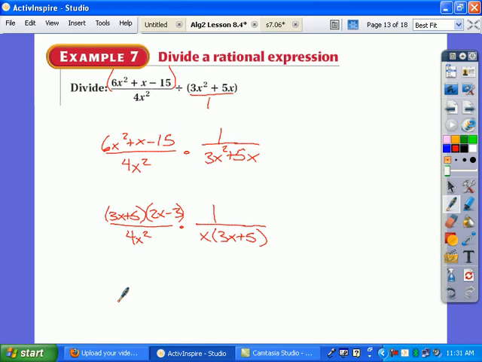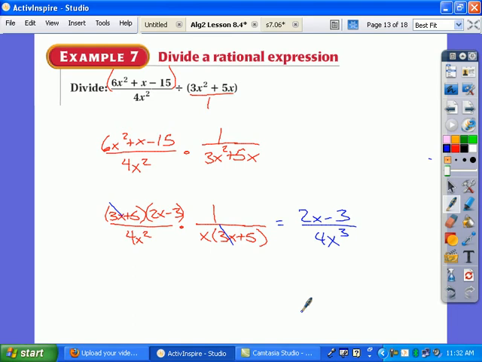So at this point, 3x plus 5 cancels with 3x plus 5, and we have 2x minus 3 in the top. And what do I get on the bottom? Is it 4x cubed? Yes, it is. Right, 4x squared times x is 4x cubed. And that's our final answer. There's nothing more that we want to do with this. Okay?